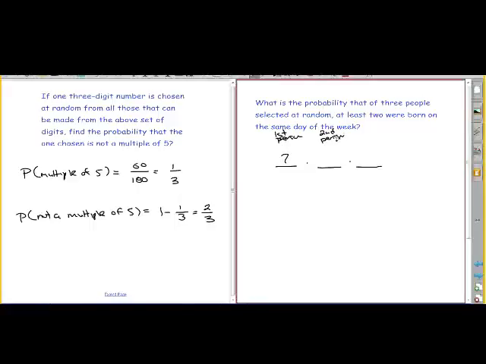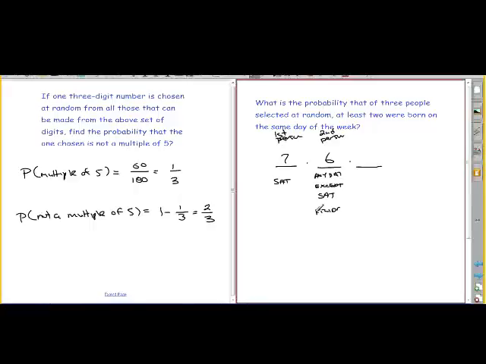Then the second person. Let's say the first person is born on a Saturday, just as one example. That means that the second person, so that they don't have the same birthday, can be any day except Saturday. So there are 6 choices for the second person, 6 days of the week that would make them different from the first person's choice.